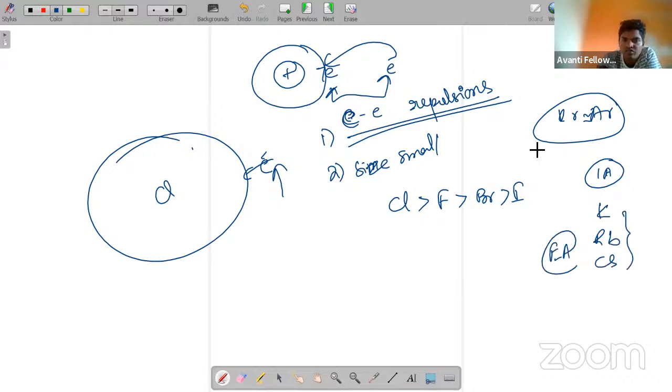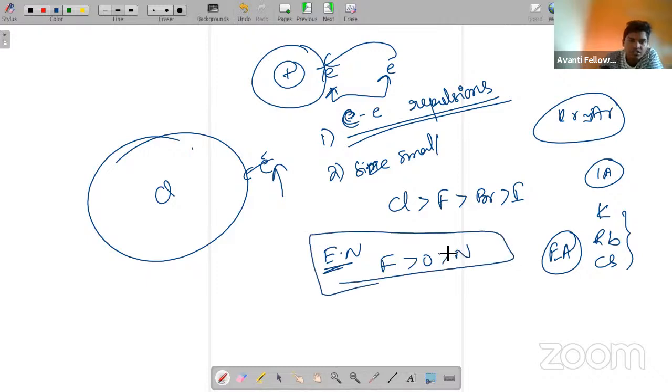In JEE Mains 2022, they asked which of the following will have nearly the same electron affinity. So these are the conditions, very important, you have to remember. And what about electronegativity? Electronegativity, first fluorine, then oxygen, then nitrogen. This is very important. So this is about electronegativity.